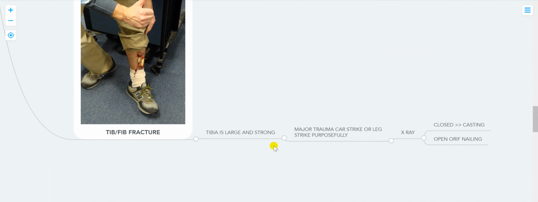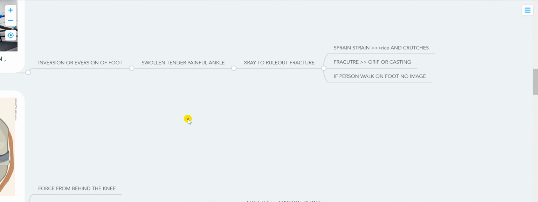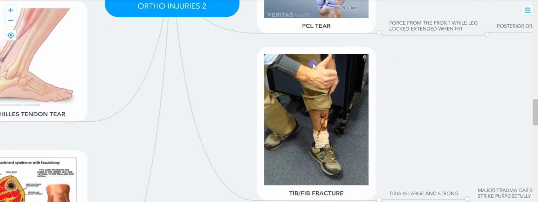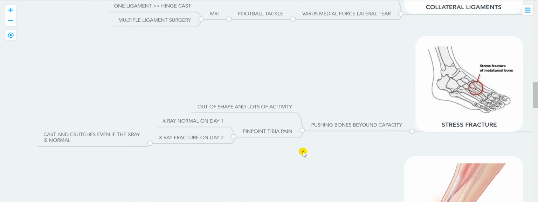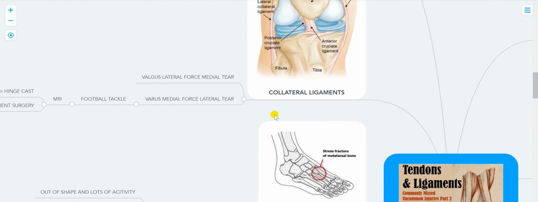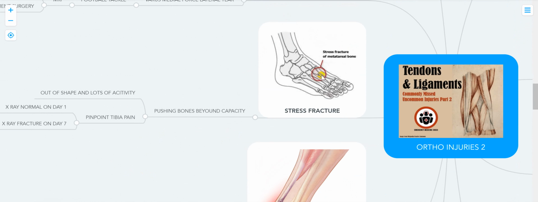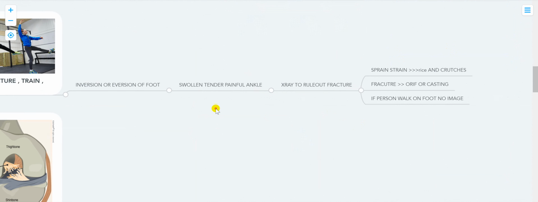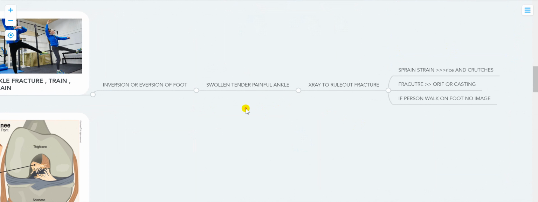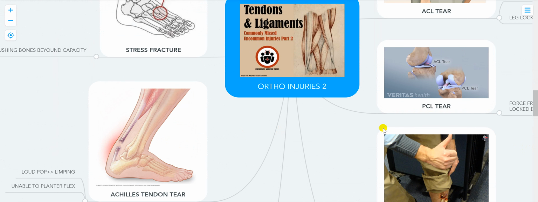Open reduction, internal fixation for fracture of the tibia, fibula. If there's an ankle fracture, we do open reduction, internal fixation. Okay, basically that's the thing. Stress fracture, casting. Achilles tendon, casting too. And ankle sprain, we do RICE and crutches. And that's basically the summary of part 2 of the ortho injuries. Thank you so much for listening.